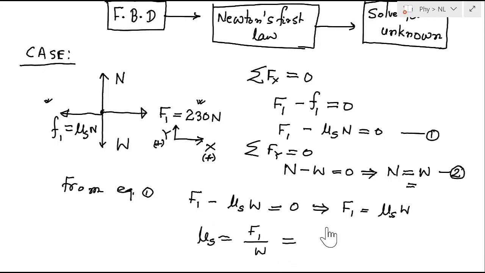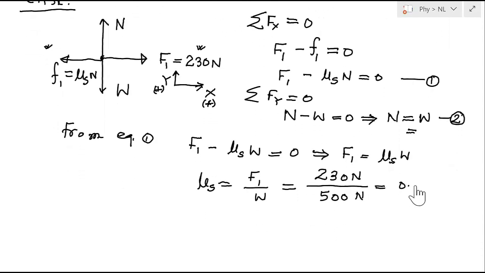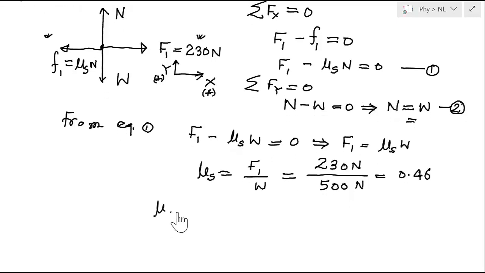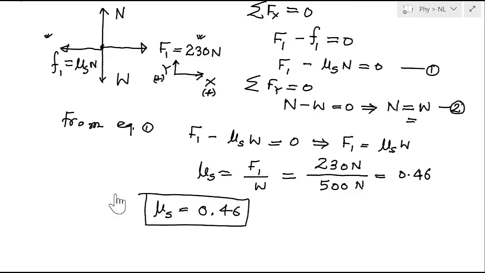F1 we know is 230 Newton, and W is given as 500 Newton. If you solve this, you will find the mu s value is 0.46. So the coefficient of static friction between the crate and the ground floor is 0.46. We calculated this by considering the equation of equilibrium and Newton's first law.